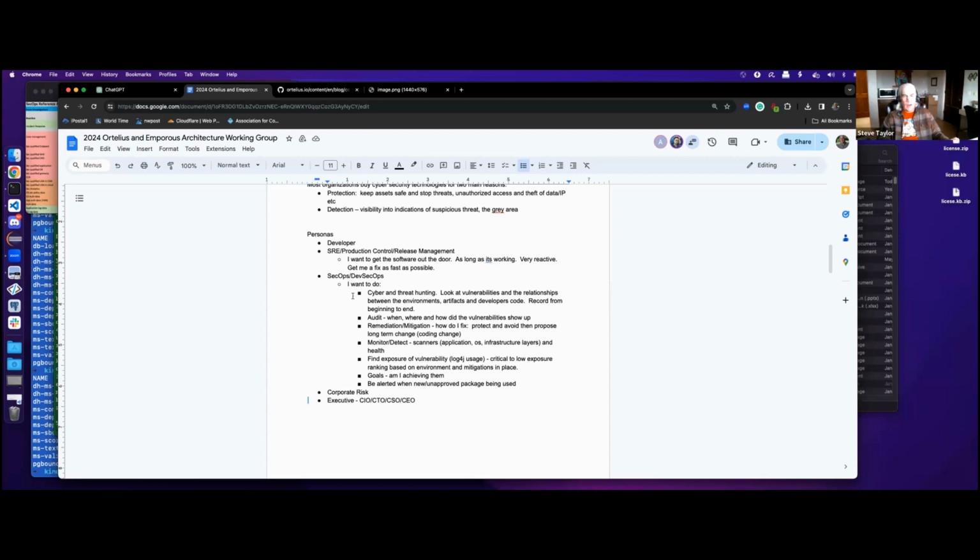Do we want to go to develop? Are we kind of good with the SecOps and DevSecOps? Like I said, we could come back and add things onto it.